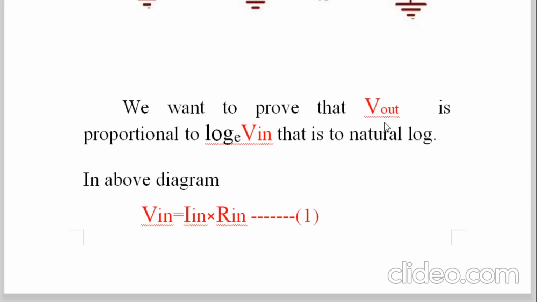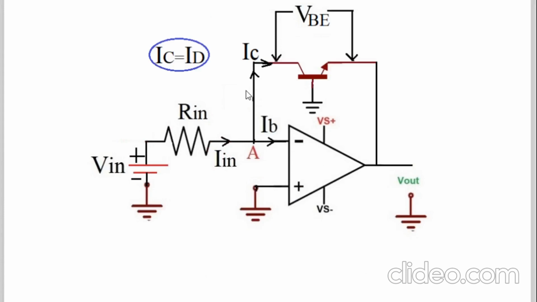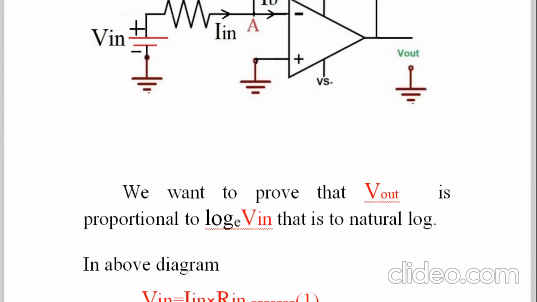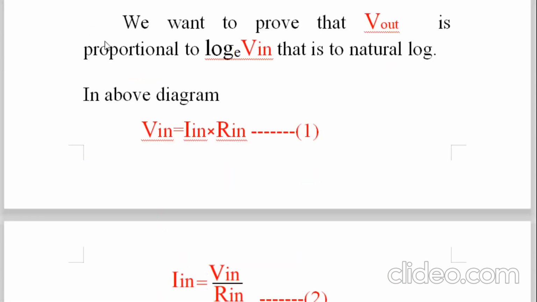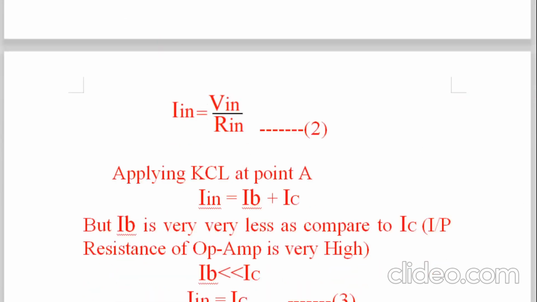We want to prove that Vout is proportional to log to the base e of Vin, that is, the natural log. Remember, we are again going to study the log amplifier, but in place of the PN junction diode there is a transdiode, so you will come to know that most of the steps are the same. We want to prove that Vout is proportional to the log to the base e of Vin. In the above diagram, Vin is equal to Iin into Rin by using Ohm's law. Therefore Iin is equal to Vin divided by Rin.